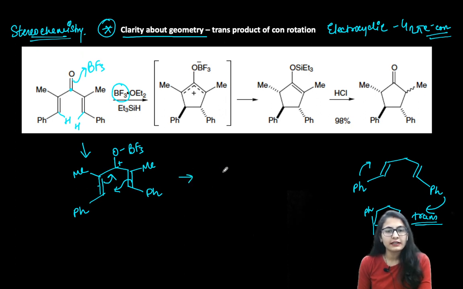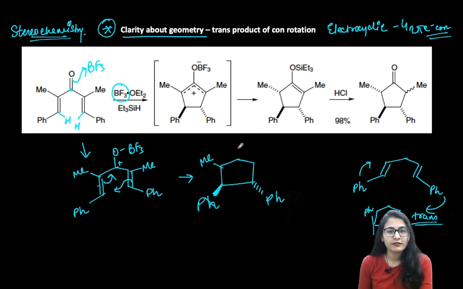Now you understand, first of all, in the cyclization step only we are getting the trans geometry. But how are we not able to find that out? Because in the last step we are having deprotonation, so we are going to avoid deprotonation in this reaction.